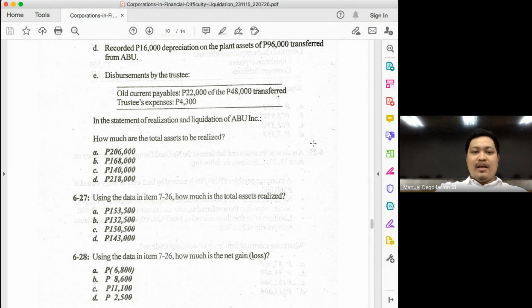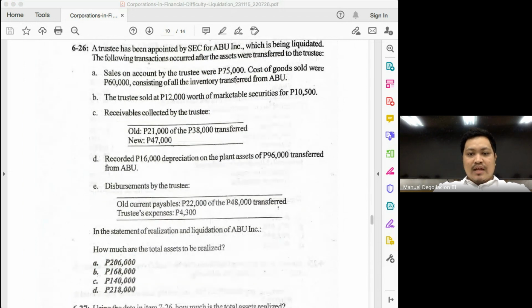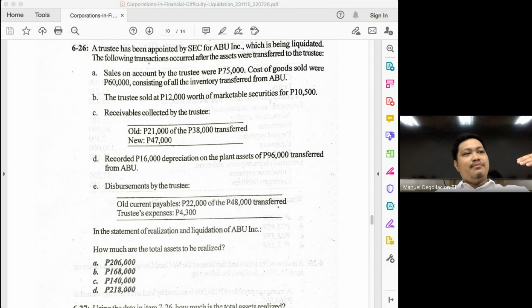Okay. So basically, the first question here is how much are the total assets? You're just trying to determine how much assets you are starting with. If you're asked for the amount of assets to be realized, we're not dealing with the fair value yet. We're just dealing with the valuation coming from the liquidating entity. So you're just going to add all the assets, but not yet based on their fair value. We are looking for the starting point, which would be the balances as reported by the reporting entity.